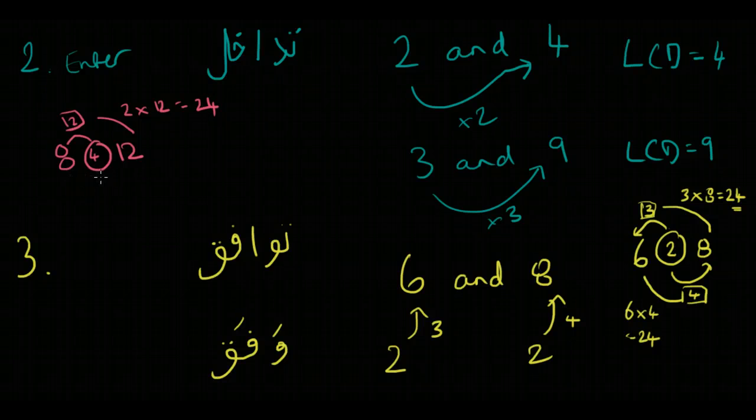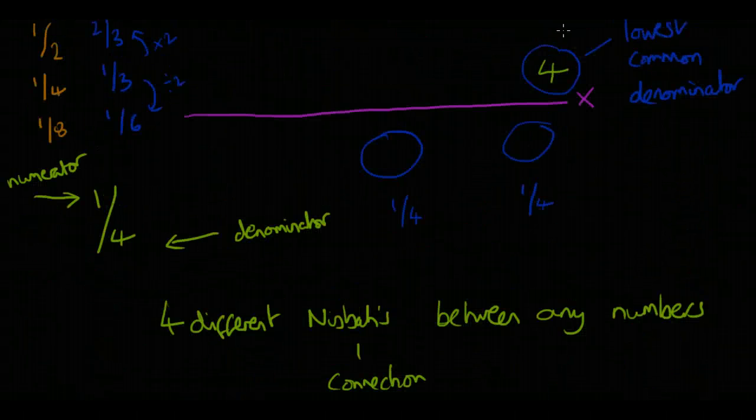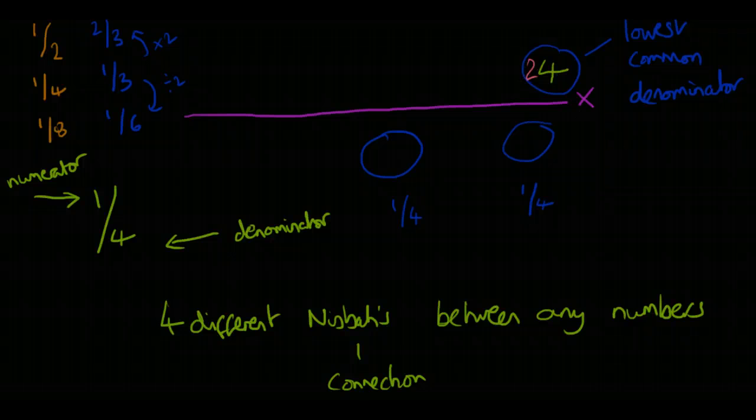And similarly, if we were to do it the other way, 4 goes into 12 3 times, and if we do 3 times 8, we get 24. And that's our lowest common denominator, which we then place above the line here. We put 24 there.